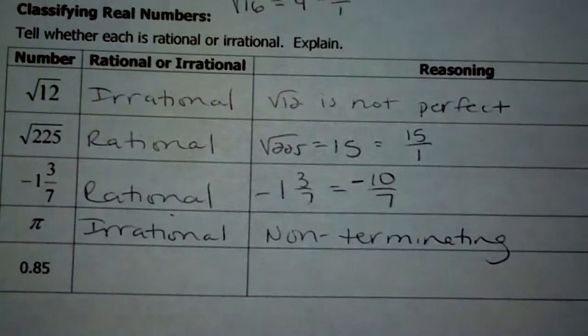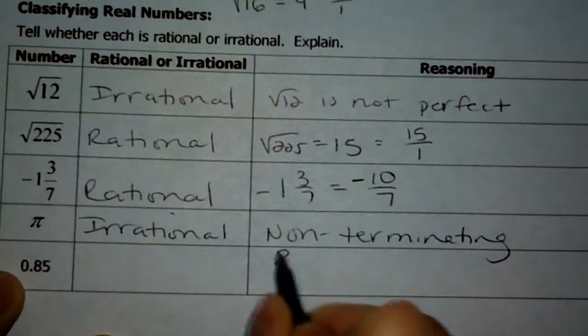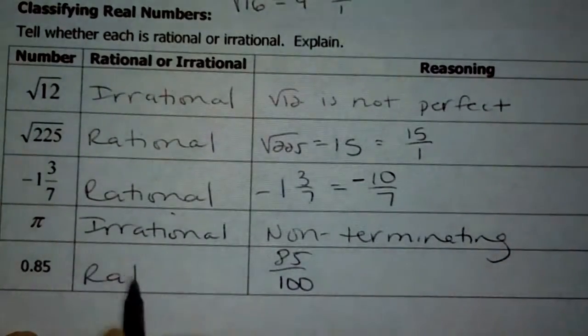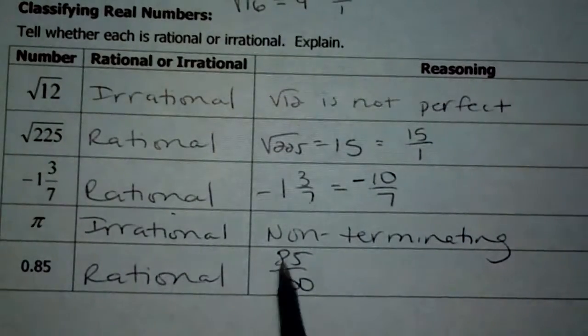All right, so here I have 85 hundredths. If you read it as 0.85, it's a little tougher. But if you say 85 hundredths, doesn't 85 hundredths look like that? Yes, isn't that a fraction? Isn't that a ratio? Yep, it's a ratio of two integers. That makes this rational. You don't even have to simplify it. I just have to be able to write it as a ratio of two integers.